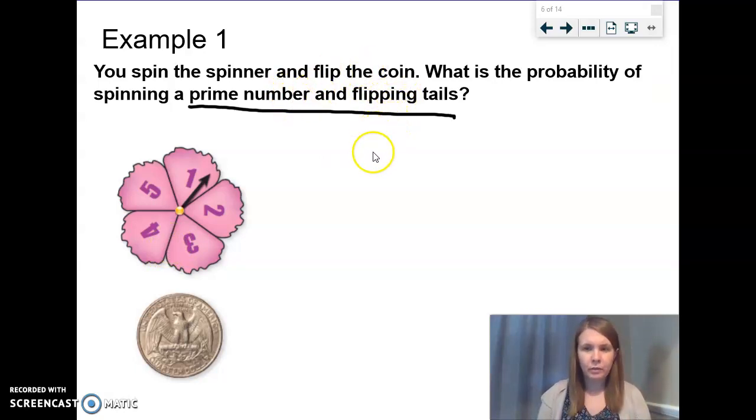Let's start by looking at our coin, because you only have two outcomes on a coin. So your probability would be out of 2, and the only time it's going to flip tails is 1 out of 2. So that's the probability for getting tails on a coin.